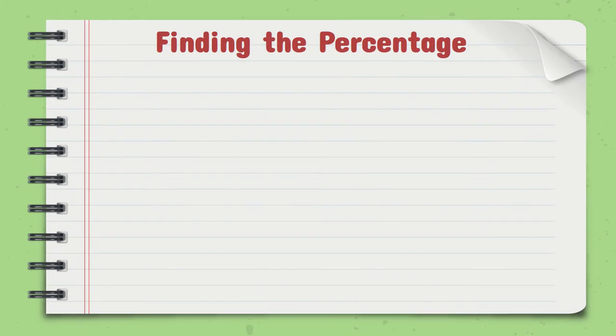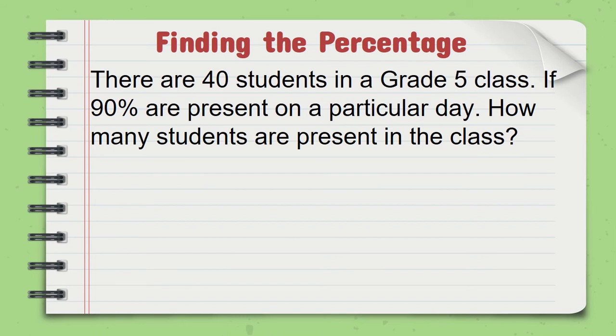To start with, let's read this problem. There are 40 students in a grade 5 class. If 90% are present on a particular day, how many students are present in the class?